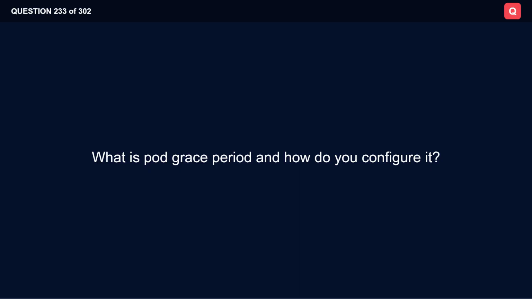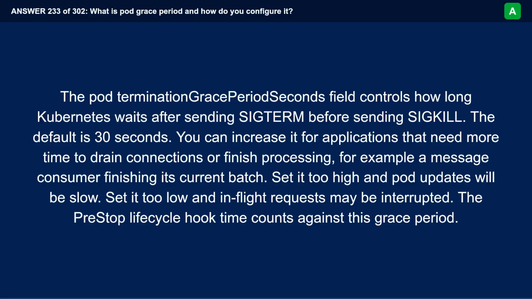What is pod grace period and how do you configure it? The pod terminationGracePeriodSeconds field controls how long Kubernetes waits after sending SIGTERM before sending SIGKILL. The default is 30 seconds. You can increase it for applications that need more time to drain connections or finish processing. For example, a message consumer finishing its current batch.